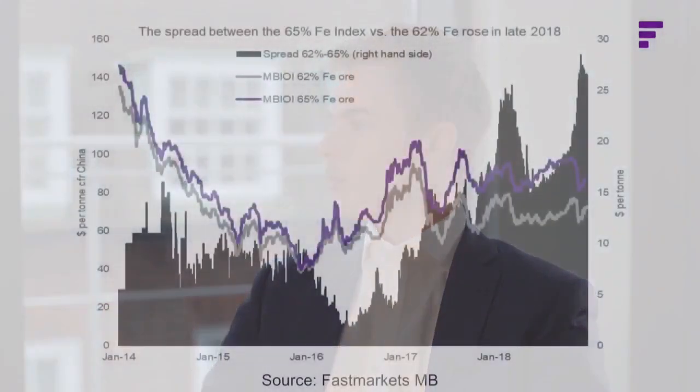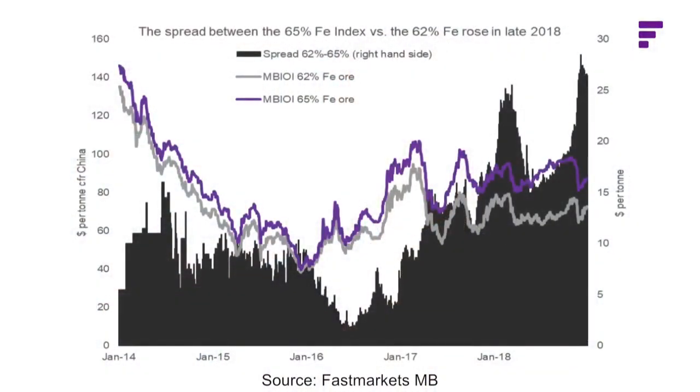So considering there's already a 62% iron ore derivative contract in the market, what is the need for a 65% one? Yeah, well, really, it's down to the wide spreads and wide volatility between the different grades of iron ore. Iron ore is a lot more than just one commodity. There are a lot of grades, and the spreads and volatility between these are quite dynamic.